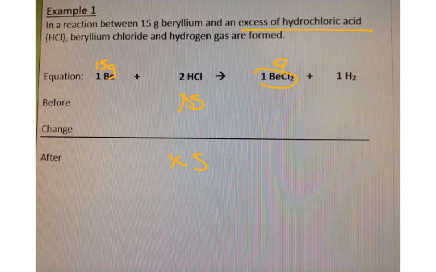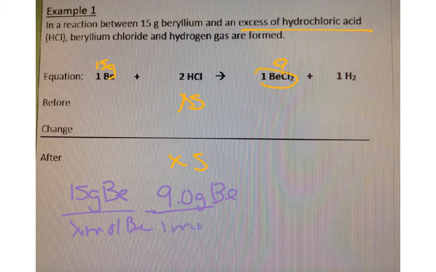So in order to use this BCA chart, I'm going to need to convert the 15 grams of beryllium into moles. So it's going to be 15 grams of beryllium over X moles of beryllium, and that is going to equal its molar mass, which if you look at the periodic table is 9.0 grams of beryllium for every 1 mole of beryllium. When you cross multiply, you get X equals 1.6 moles of beryllium.